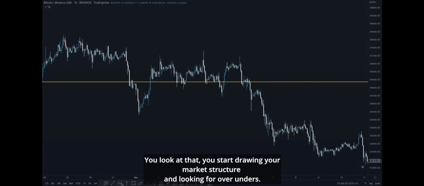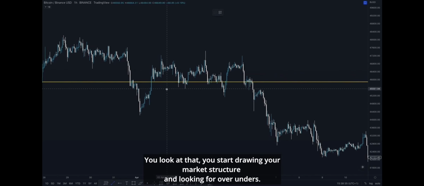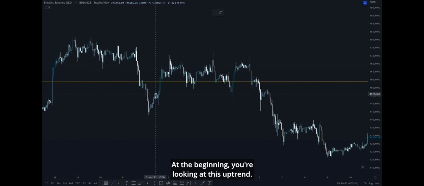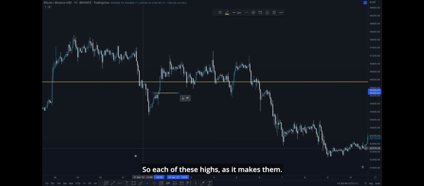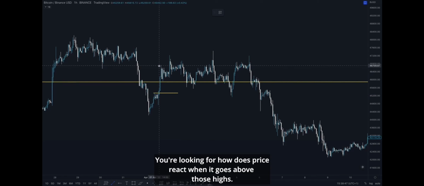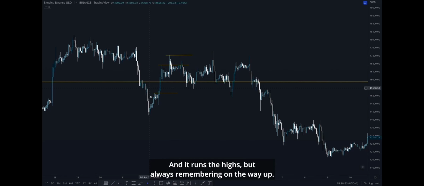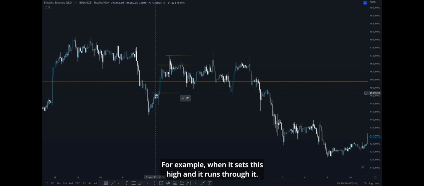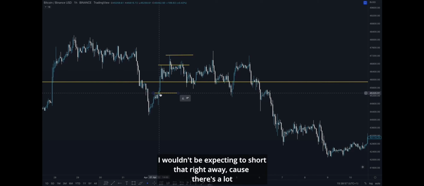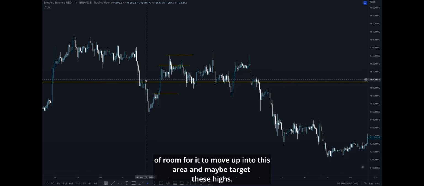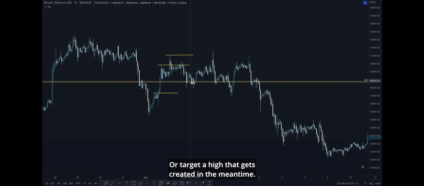You look at that. You start drawing your market structure and looking for over-unders. At the beginning, you're looking at this uptrend. So each of these highs, as it makes them, you're looking for how does price react when it goes above those highs, right? And it runs the highs. But always remembering on the way up, for example, when it sets this high and it runs through it, I wouldn't be expecting to short that right away because there's a lot of room for it to move up into this area and maybe target these highs or target a high that gets created in the meantime.